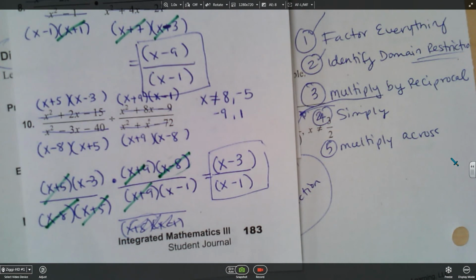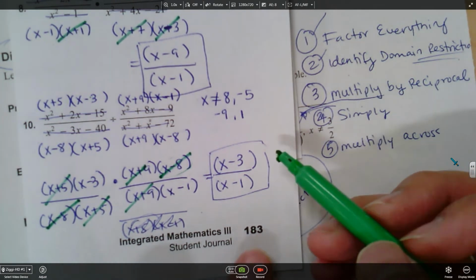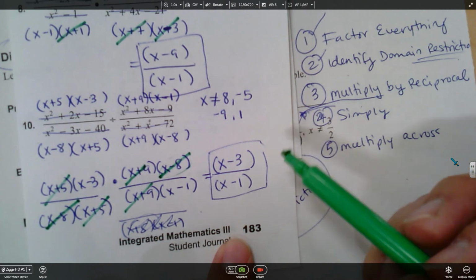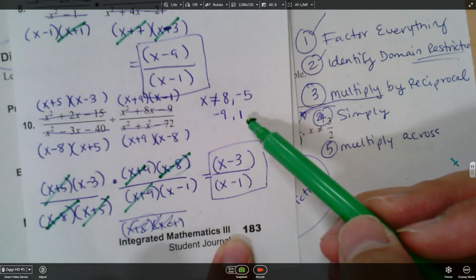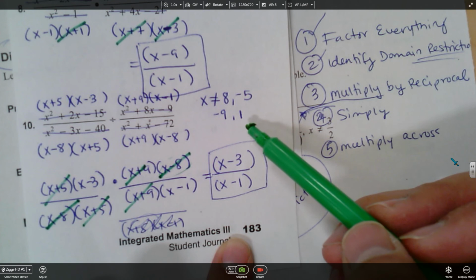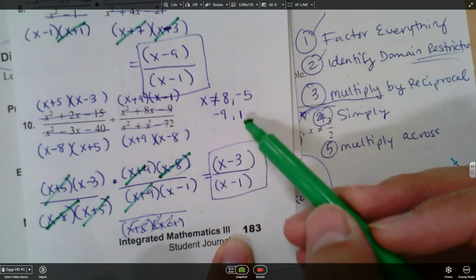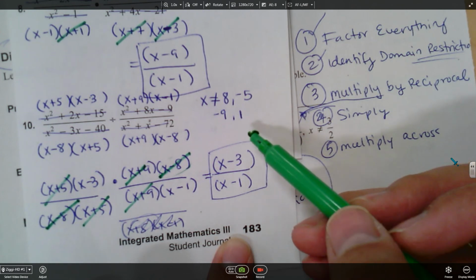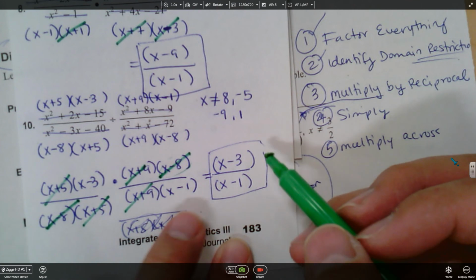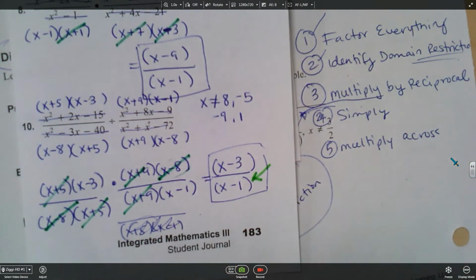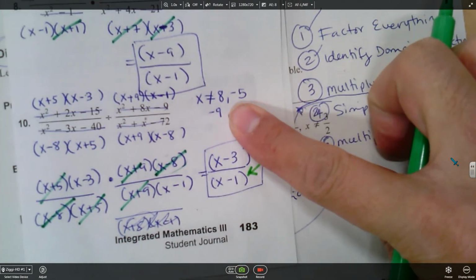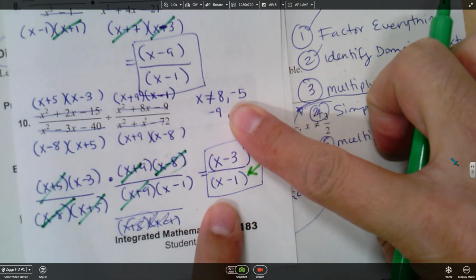Now, another thing I want to tell you guys is what our textbook likes for the restrictions. This is actually what our textbook will do. They won't include this one as your restriction. So in your homework tonight, they won't include that, because this piece never got crossed out, you would still know that x can't be -1, but it's still in your equation, so you don't have to state it. Does that make sense?